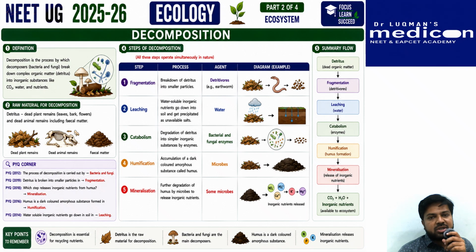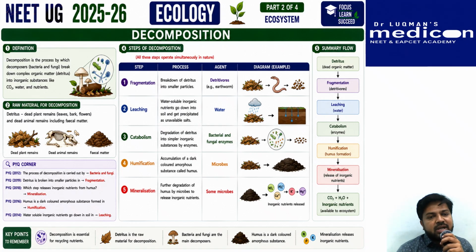Steps of decomposition. This is also very important. What are the steps of decomposition? The steps are fragmentation, leaching, catabolism, humification and mineralization. Now, in order to study the whole process of decomposition, we are studying it in steps. But naturally, all these steps operate simultaneously. So let's study fragmentation, leaching, catabolism, humification, and mineralization.